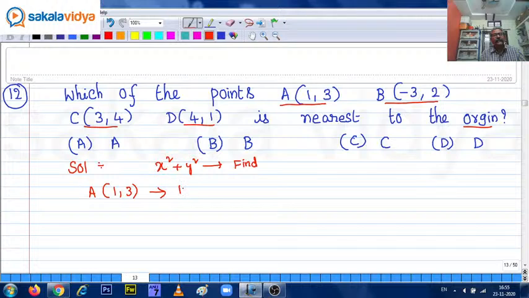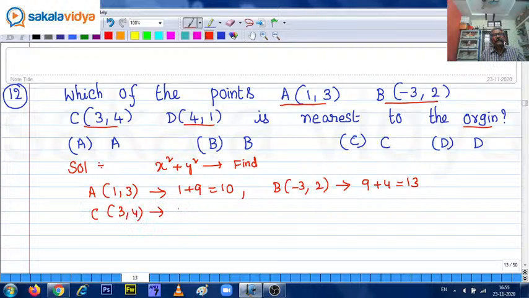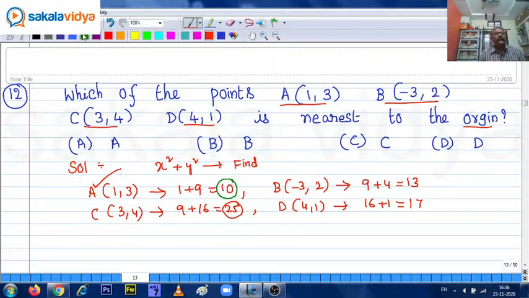x square plus y square is 1 square plus 3 square, 1 plus 9, 10. Go to B point, (-3, 2). x square plus y square, 9 plus 4, 13. Take C point (3, 4). For C point also, x square plus y square, 9 plus 16, 25. And next D (4, 1), 4 square 16 plus 1, 17. Here, look at 10, 13, 25, 17. The smaller value is 10, and the bigger value is 25. So that means this is the nearest from origin, this is the farthest from the origin. What we are asked, nearest. So A is the nearest. Obviously A is the answer.